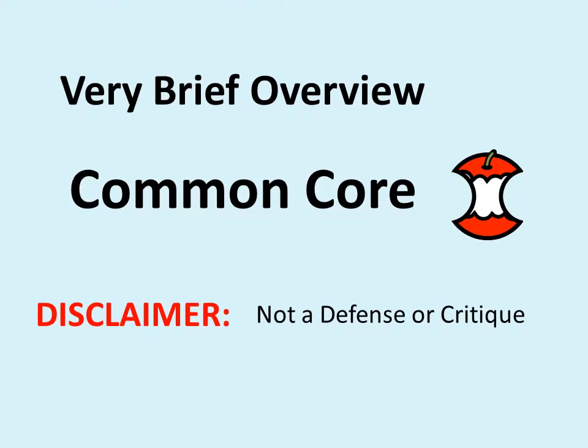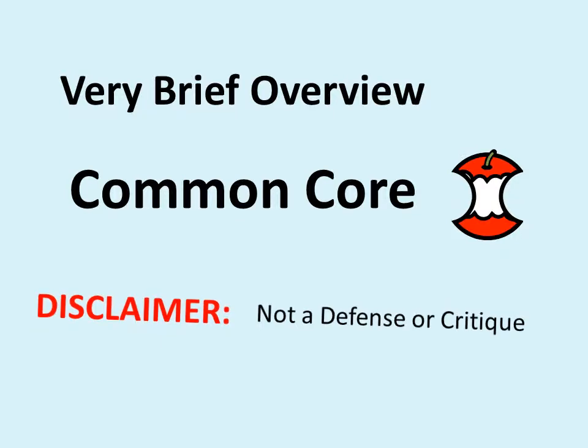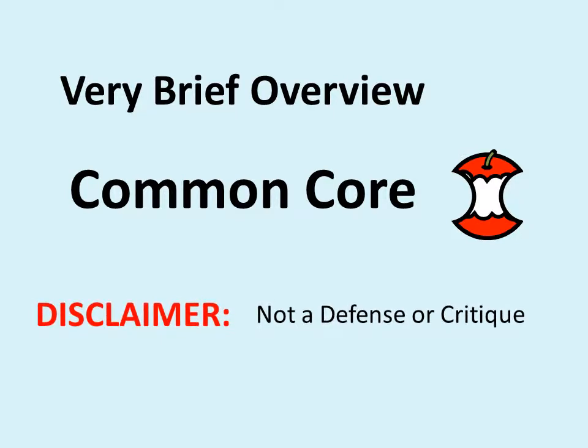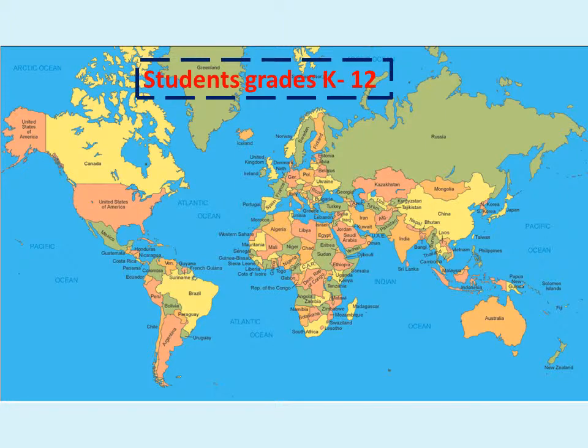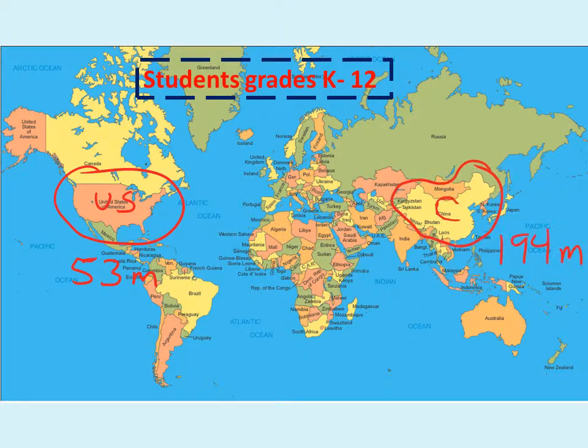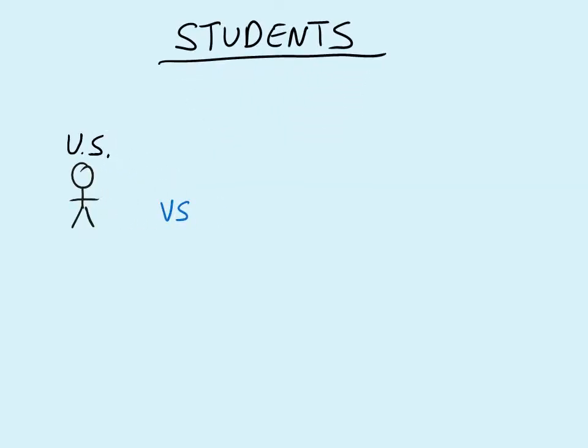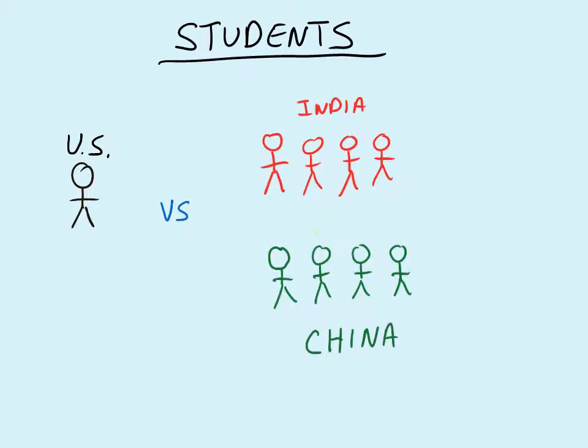Here's a brief overview of Common Core, and this is not a defense or a critique. Obviously, we have a new global economy, and if we look at students in grades K through 12 in different countries, here we are in the United States, over in China, and over in India. Basically, for every one 7th grade student here in the United States, there are 4 in India and 4 in China.